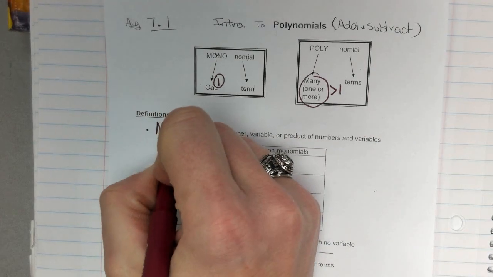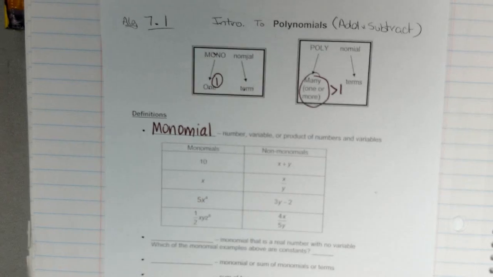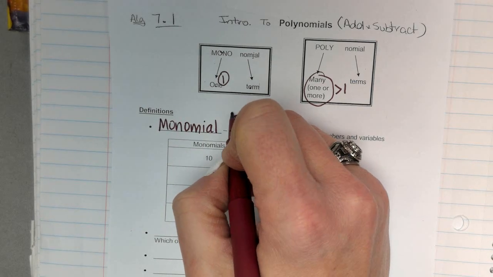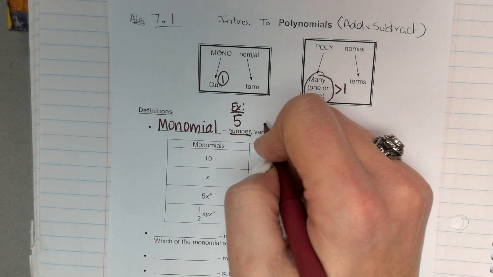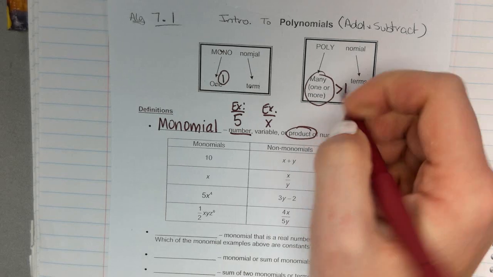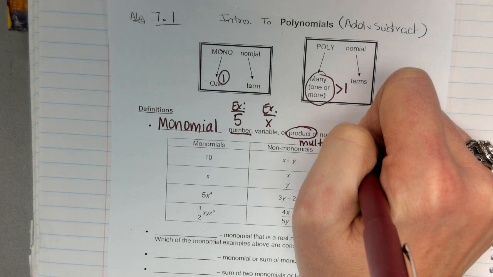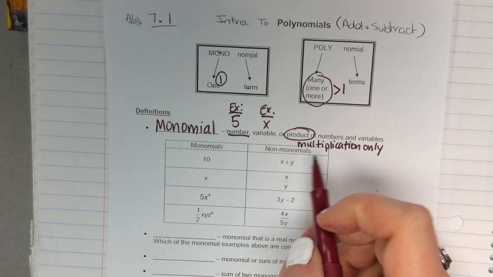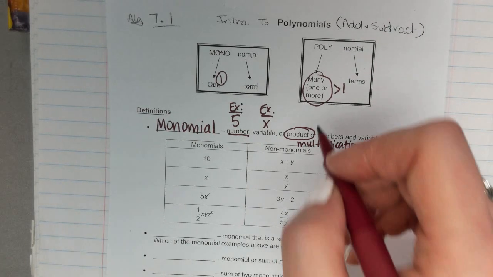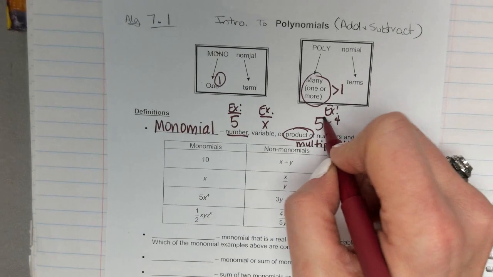A monomial is a number, variable, or product of numbers and variables. So it can only be a number, like example 5. Alright, a variable, example x, or a product of numbers. This is just multiplication. You can't have division, subtraction, addition, just multiplication. So that would be 5x to the 4th. Something like that would be an example.